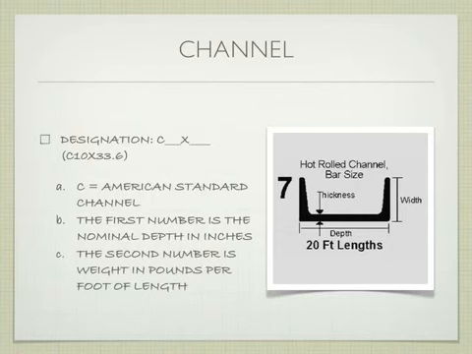So C is the American Standard Channel designation. We have two numbers. That's telling us that the first number is going to be the depth in inches. The second number is going to be the weight in pounds per lineal foot. And part of the reason that these designations change is that it's not a consistent thickness between here and between here. If we go all the way back to the wide flange, the flanges aren't as thick as the web.